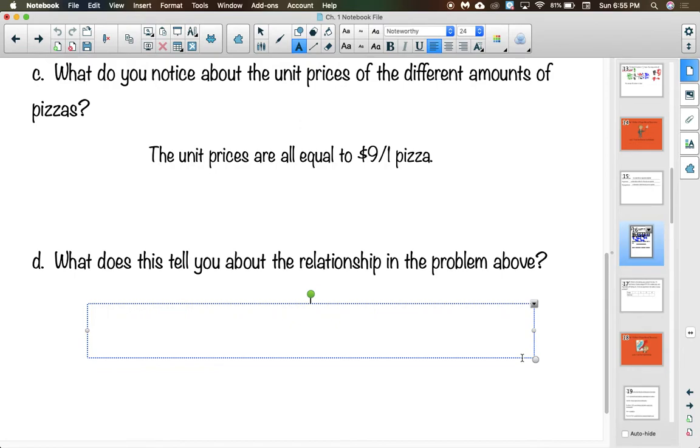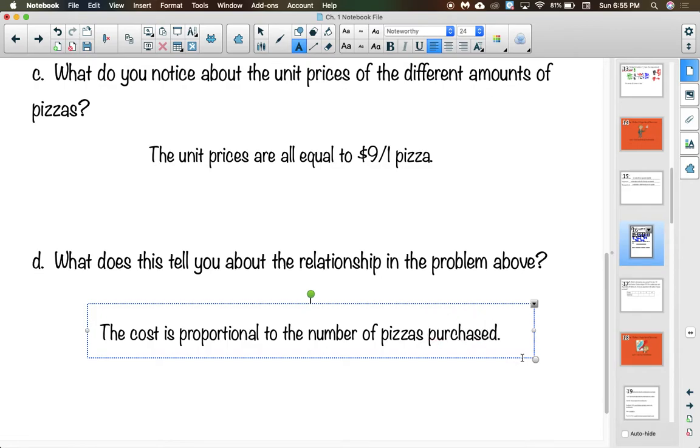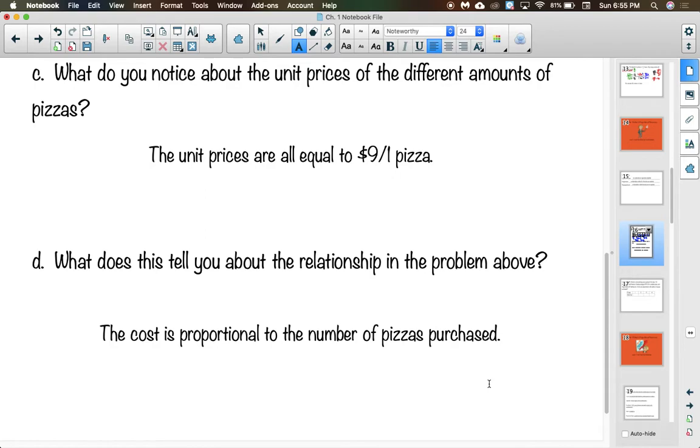And we say it in a special way. We say the cost is proportional to the number of pizzas purchased. So, yes, this is a proportional relationship. The money is proportional to the pizzas. That's pretty much what we're saying. And the reason for that is because all of the unit prices were the same.